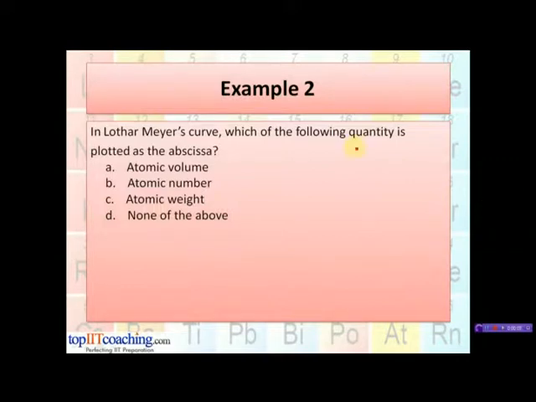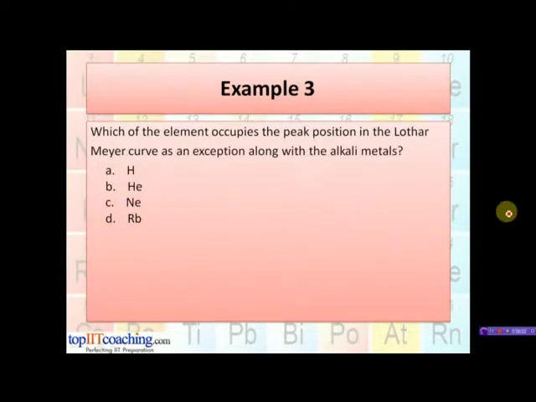Next example, in Lothar Meyer's curve, which of the following quantity is plotted as the abscissa? Now, if you remember the graph, the vertical axis, that is the ordinate, was the atomic volume, and the horizontal axis, that is the abscissa, was the atomic mass. So the question asks us, which of the following quantity is plotted as the abscissa? This is the atomic mass or the atomic weight. So C is the correct choice.